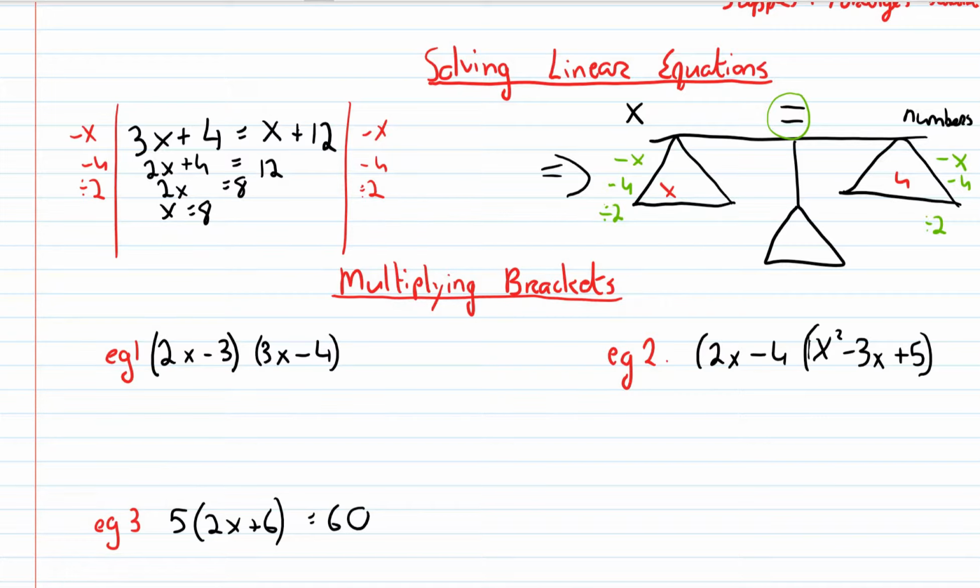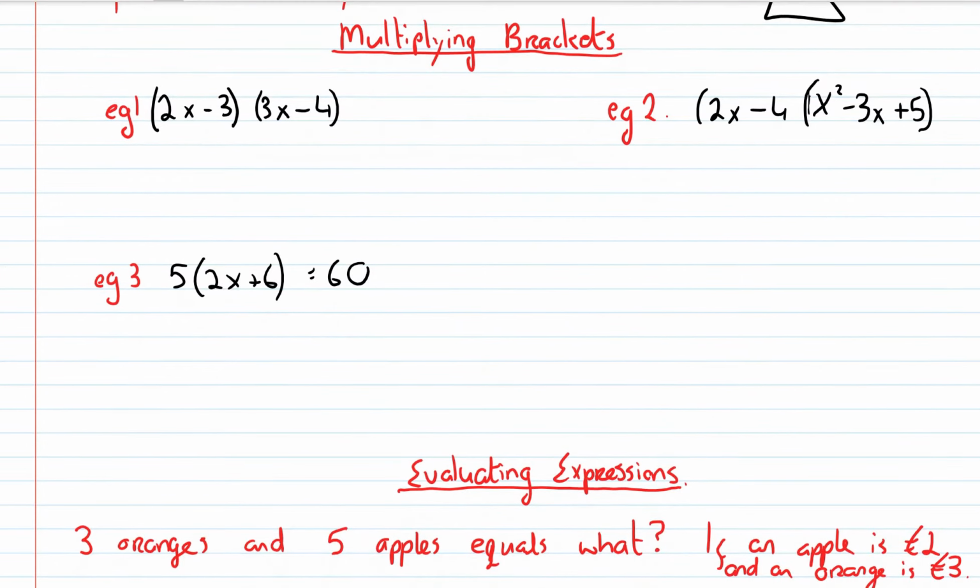Just one thing to note. This was a plus 4 here. So to get rid of it, I had to minus 4. If this was a minus 4, then I'd have to plus 4 here to get rid of it, because minus 4 plus 4 is 0. So that's how I get rid of it. Okay. Multiplying out brackets then.